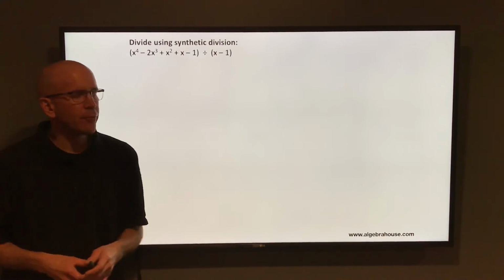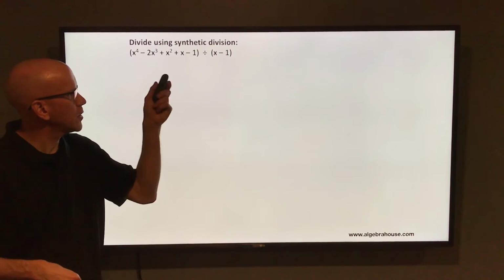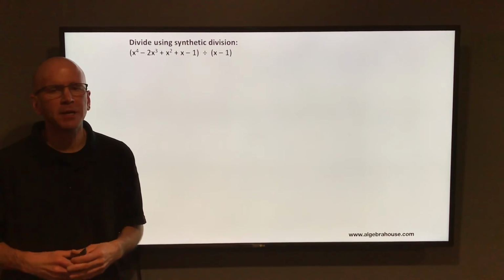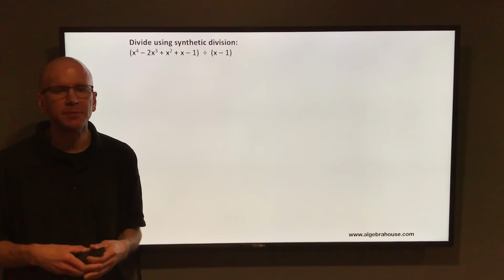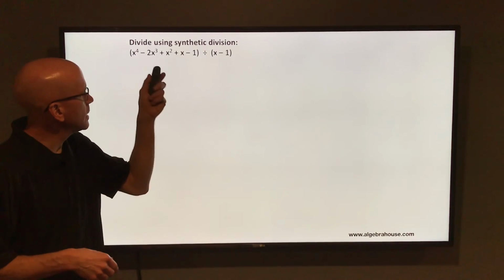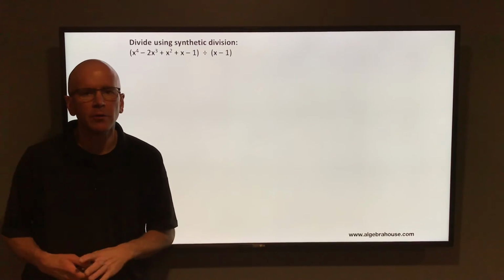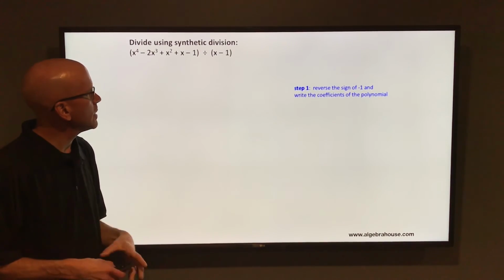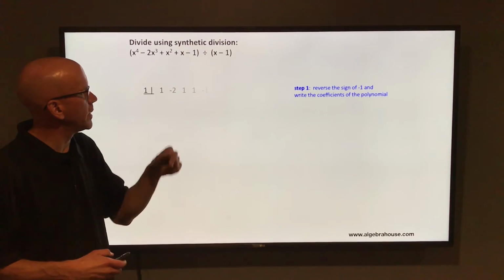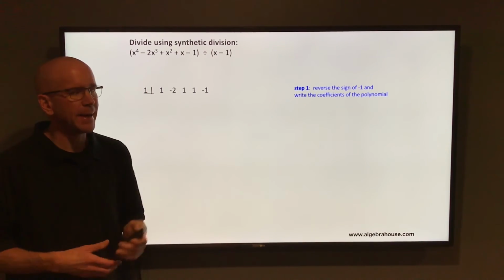We're dividing x to the fourth minus 2x to the third plus x squared plus x minus 1 by x minus 1. Look for any skipped or missing terms by counting down the exponents. Exponents go 4, 3, 2, 1, and then the constant term. So there are no skipped or missing terms here. List the coefficients. Coefficients are 1, -2, 1, 1, and -1.